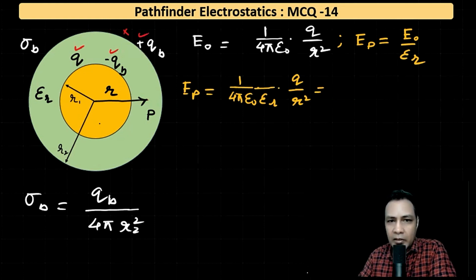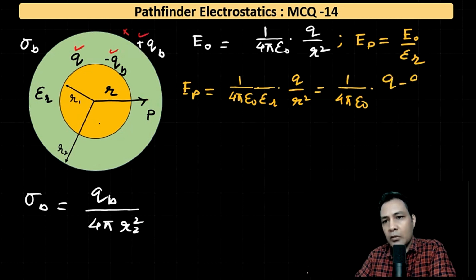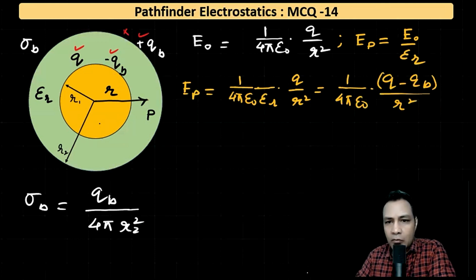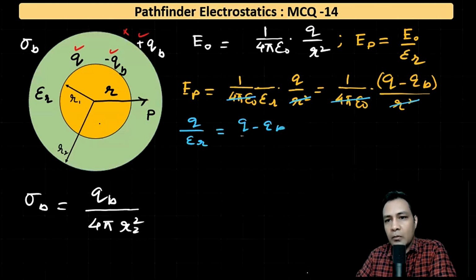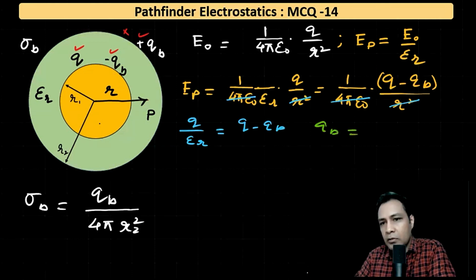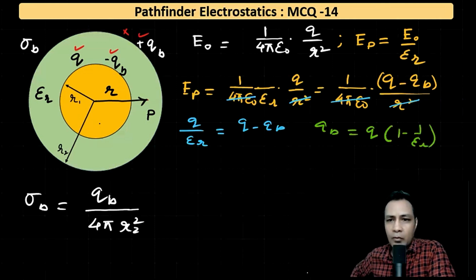So the same electric field that I've written here can be written as 1 upon 4 pi epsilon naught, Q minus QB, by R square. Some simplifications: this 1 over 4 pi epsilon naught will get cancelled, R square will get cancelled, and Q divided by epsilon R is equal to Q minus QB. So from here, QB equals Q into 1 minus 1 by epsilon R. And in fact, that is a direct formula for the bound charges.